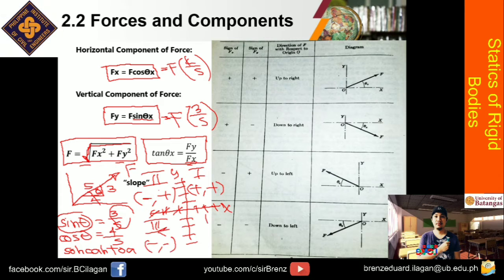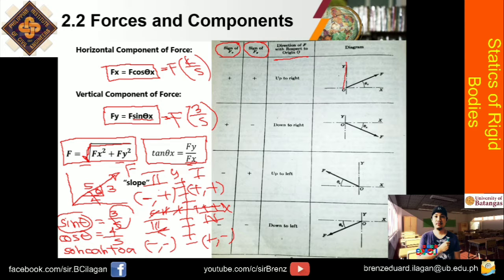And for the fourth quadrant, okay, tama. So positive yung x, negative yung y. So mapapansin nyo dito, ito, sign of fx, sign of fy. And then ito yung direction niya. So up to the right.